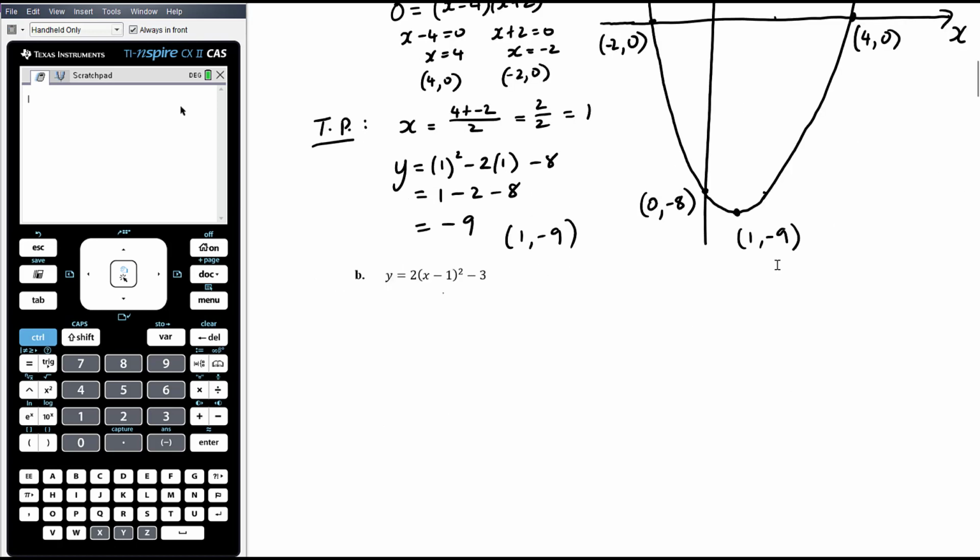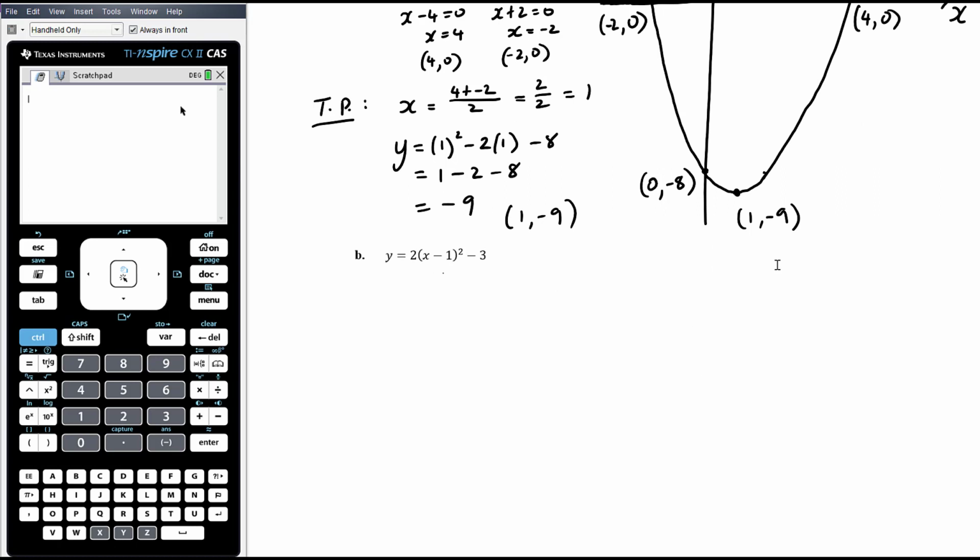Alright, part B, the graph is in turning point form. So the 2, it's positive, so it means I've got a happy shape, dilation by 2 from the x-axis. That doesn't really affect how I draw the graph. The key things are that the graph has gone to the right by 1 and down by 3. Which tells me that my turning point is going to be at 1, negative 3.